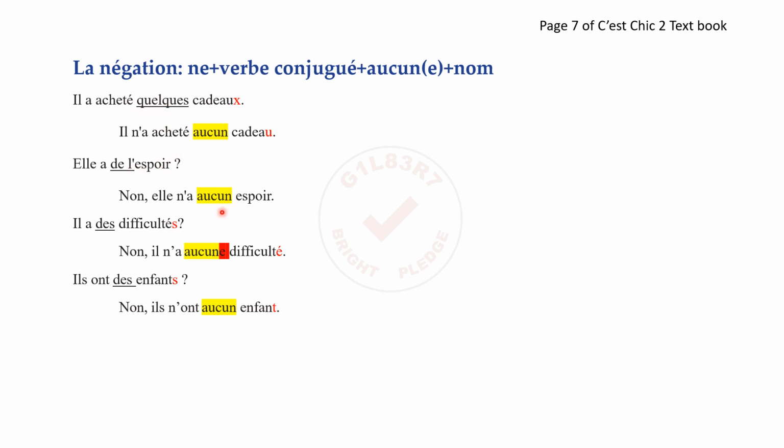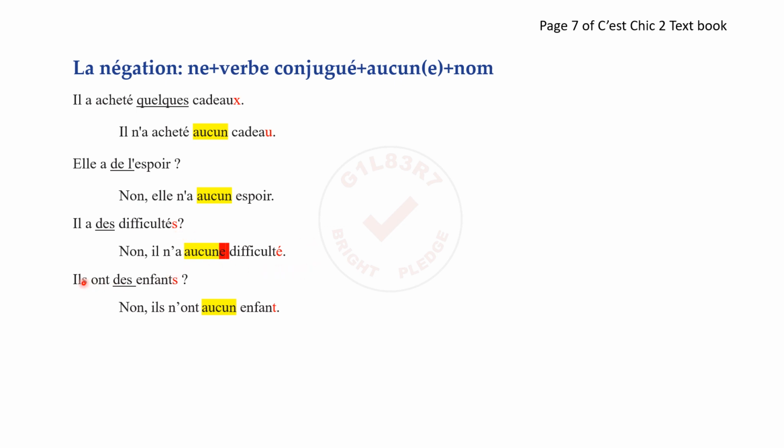Okay, so follow the syntax ne or n apostrophe followed by the conjugated verb, followed by aucun or aucune, followed by the noun directly. Similarly, the third one says il a des difficultés, meaning he has some difficulties, and you're going to say no, he has no difficulty. So here difficulté is feminine, so that's why you can see we have an additional e on aucun. So aucune, followed by difficulté, difficulty in the singular form. So you also cut off the s for the noun.